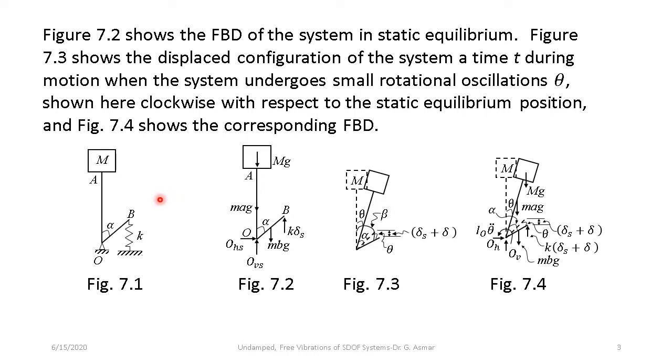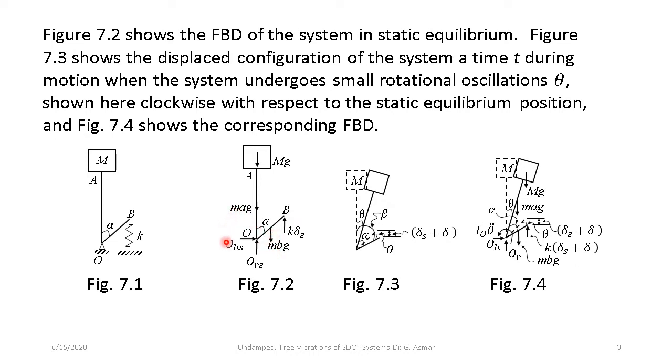Figure 7.1 shows the system in its static equilibrium position before motion starts, where you notice that member OA is shown vertical here. Figure 7.2 is a free body diagram of the system in figure 7.1. Therefore, this is a free body diagram of the system in static equilibrium. We have the weight of the particle at A, the weight of member OA, which is mag, and the weight of member OB, which is mbg. Remember that m is a distributed mass per unit length.